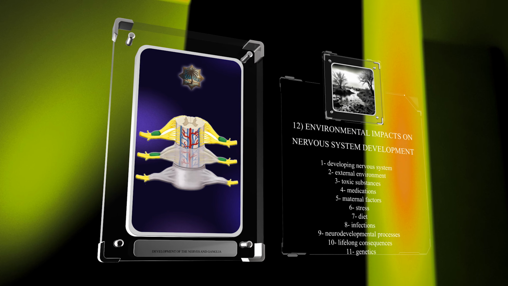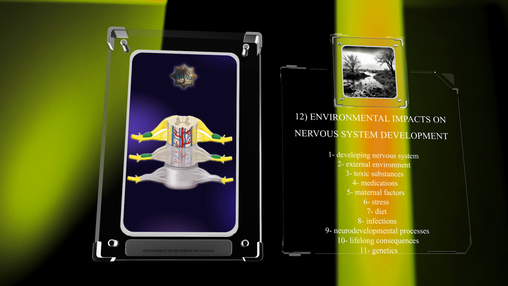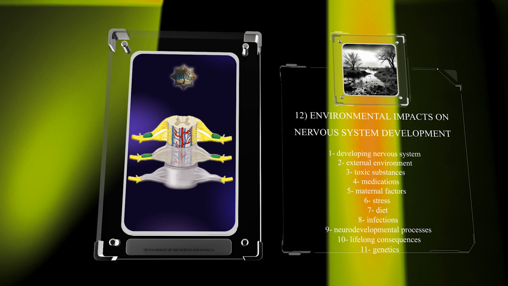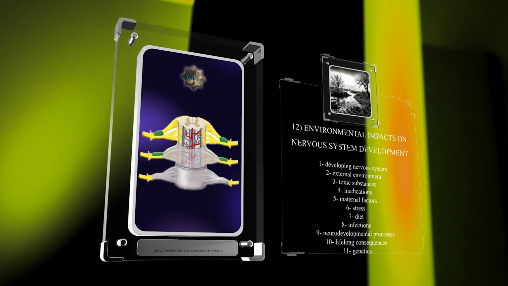Exposure to toxic substances, medications, maternal factors like stress and diet, and infections can interfere with normal neurodevelopmental processes, with potentially lifelong consequences. Understanding the intricate interactions between genetics, environmental factors, and neurodevelopment provides crucial insights into preventative measures and the protection of vulnerable populations.